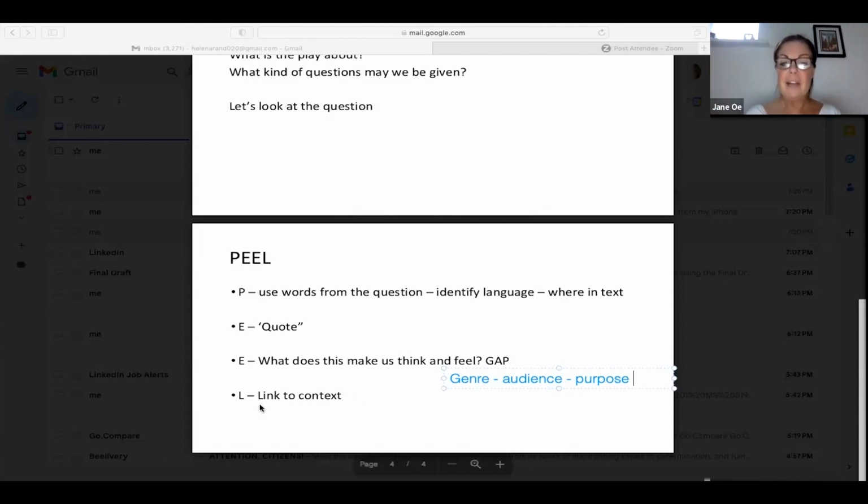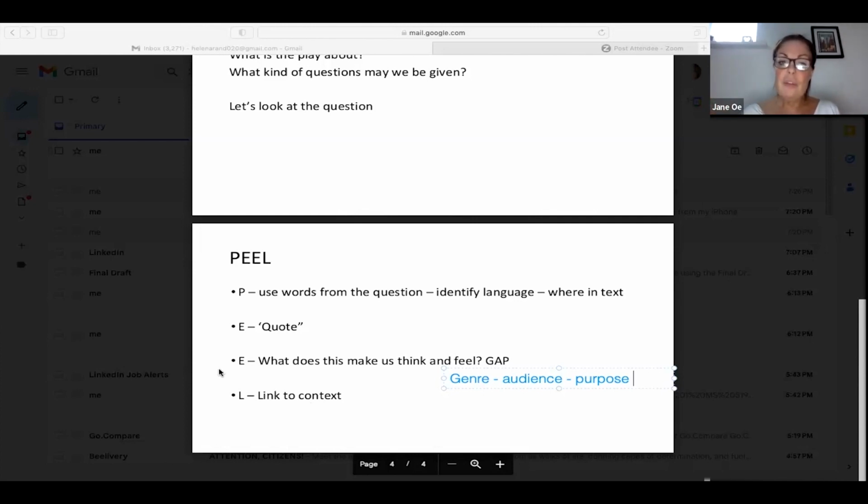Then finally, we have to link to context, which is what we've been talking about earlier. Why does Shakespeare write the way he does? Because of the king, because of the time that they wrote in. If we think about religion and the Spanish Inquisition and the wars of religion and the insecurity of the crown, the fear of rebellion, okay? This is what was the backdrop and the context.